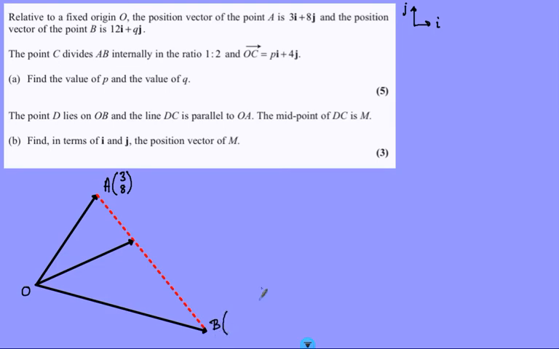B is 12i + qj, and C, dividing A to B in the ratio of 1 to 2, I'm told sits at pi + 4j. To find p and q, I'm going to use this trick where I take 2 different routes to the same place and simply say they're equal, and I'm going to choose O to C as being my 2 routes. O to C, clearly I can go pi + 4j, but I'll use the other things that I've got to get me from O to C. First of all, let me just get a vector for A to B.